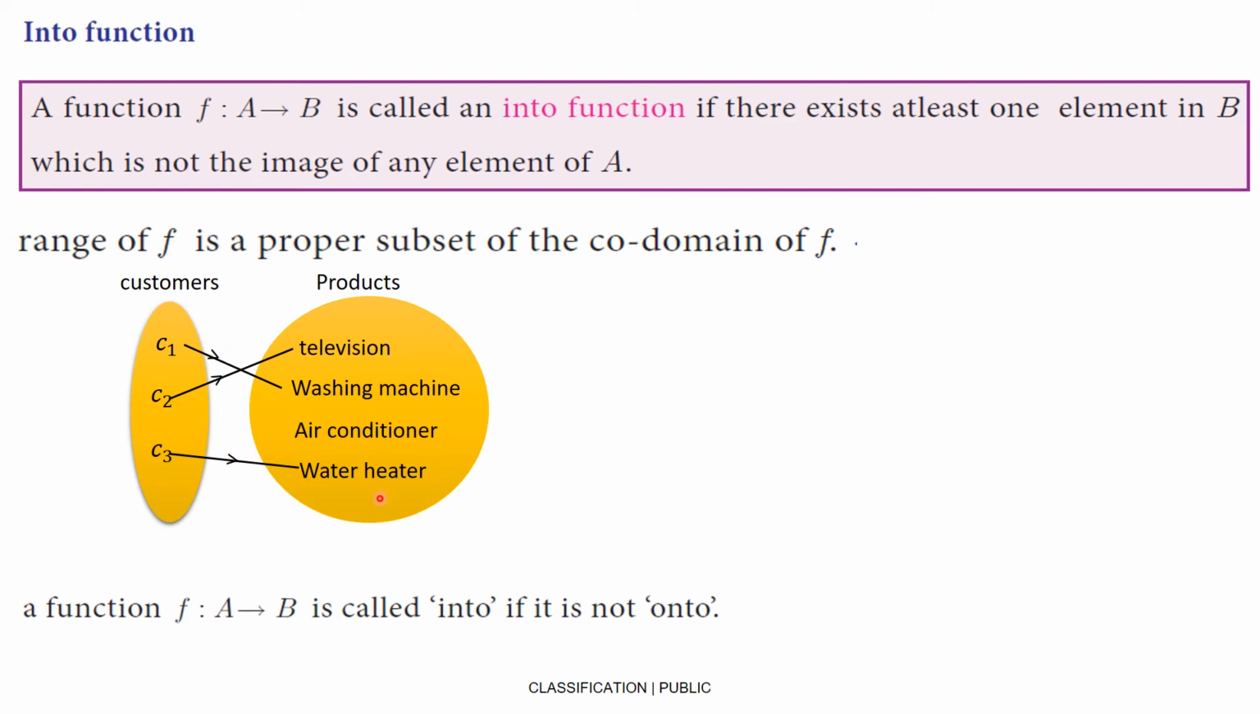And also range of f is a proper subset of the codomain of f. Range is here 3 but codomain is 4. That is the proper subset. So a function f such that A tends to B is called an into function if it is not onto. Onto means what? Range is equal to codomain, but here range is not equal, that is less than the codomain, that is into function. Understood?